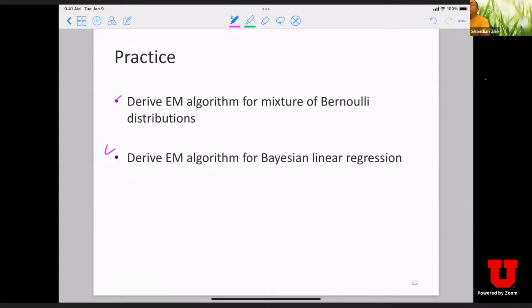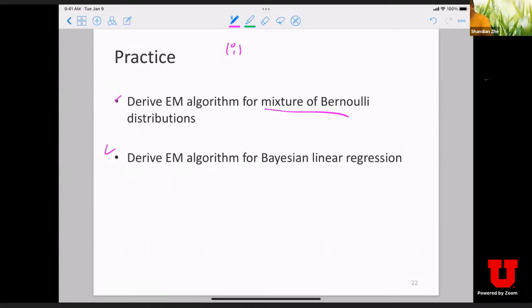Remember, for the mixture of Gaussian distributions, we're assuming that data points are sampled from a Gaussian likelihood, right? But what if your data points are just 0s and 1s? Then your likelihood is just a Bernoulli likelihood. Can you also do some clustering over that? Then you can adjust your EM update for the Bernoulli distributions.